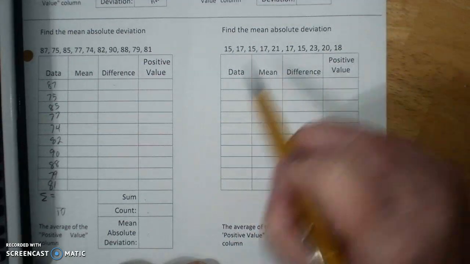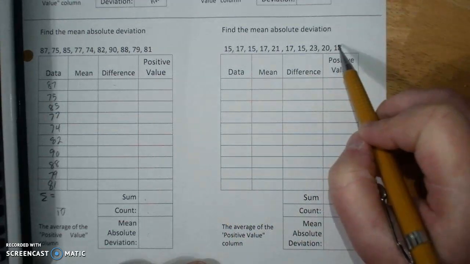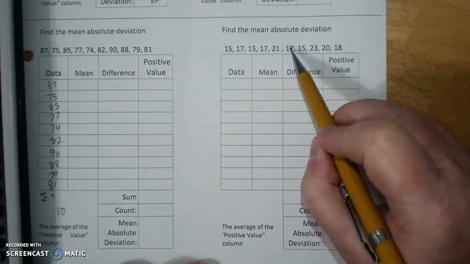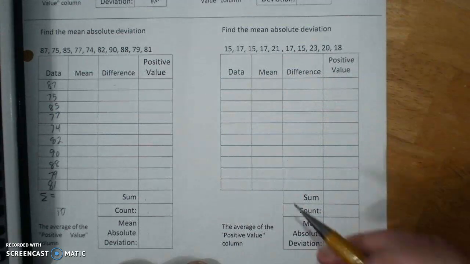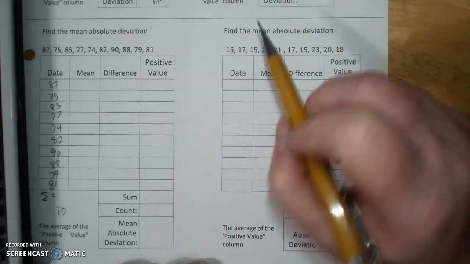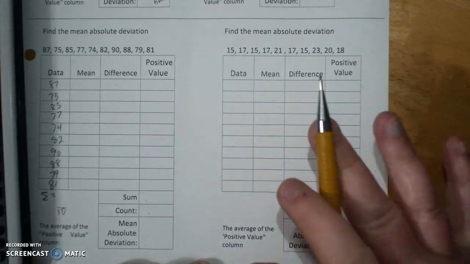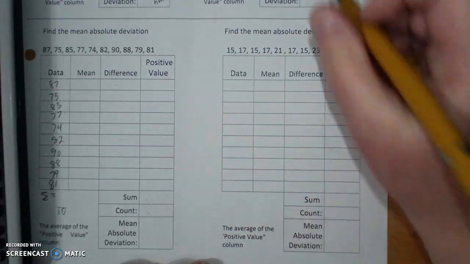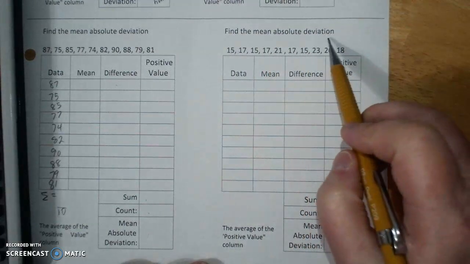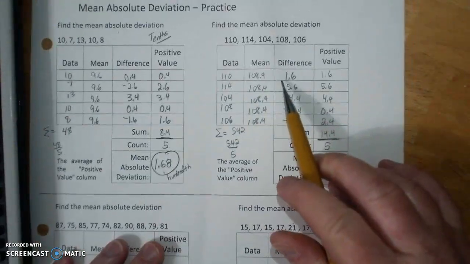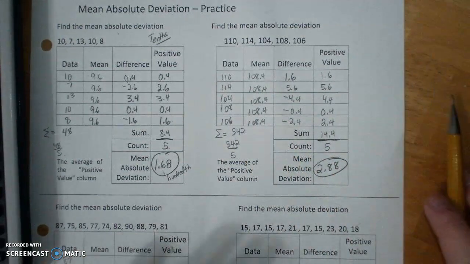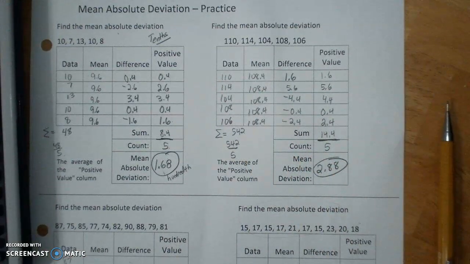Okay? If the data is repeated, like 15 and 15, you include both of them. You include the 17 and the 17. You include all the data points. 1, 2, 3, 4, 5, 6, 7, 8, 9, 10. So this one's divided by 10. So you can do this on any data set. These are questions, and it will say find the mean absolute deviation, and it will give you the data. Follow these examples, and if you have any questions, let me know.